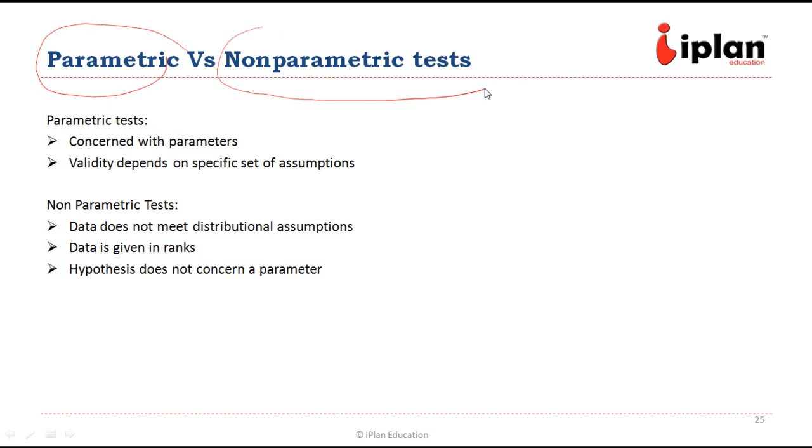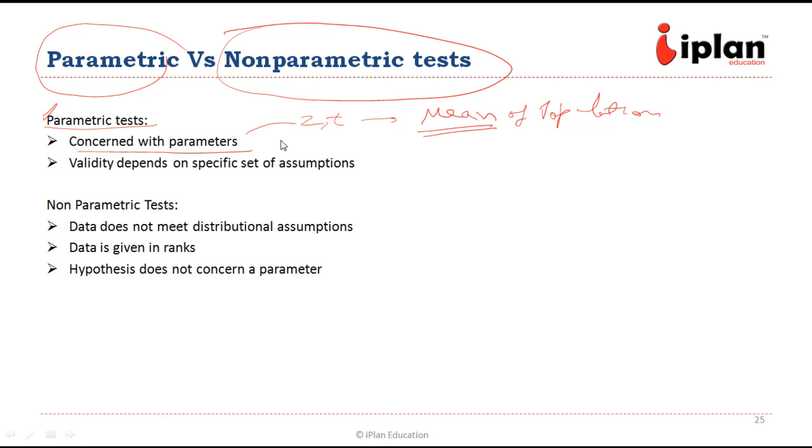We are comparing the parametric and non-parametric statistical tests. As we have seen, in the parametric tests we are concerned with the parameters. For example, in the z-test and t-test, we were comparing the mean of the population, while in the case of the chi-square test and F-test, we were comparing the variance of one population or of more than one population, but we were concerned with the parameters.